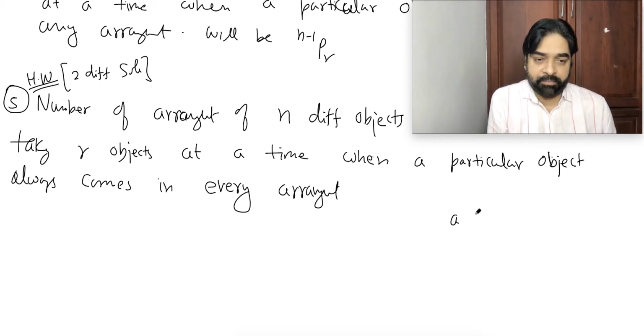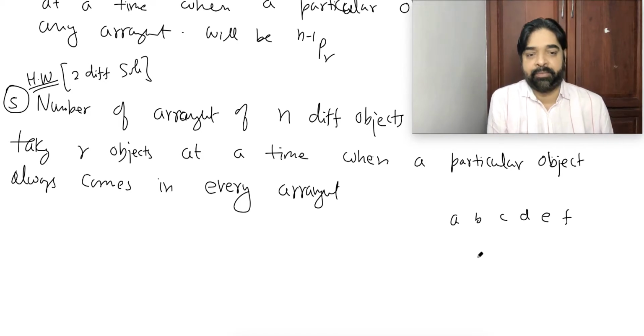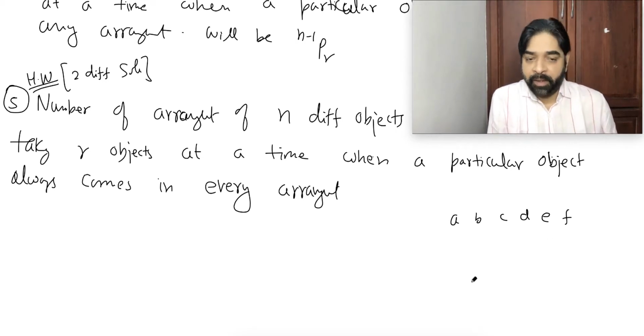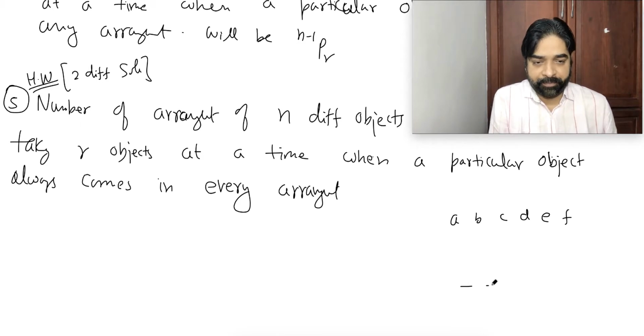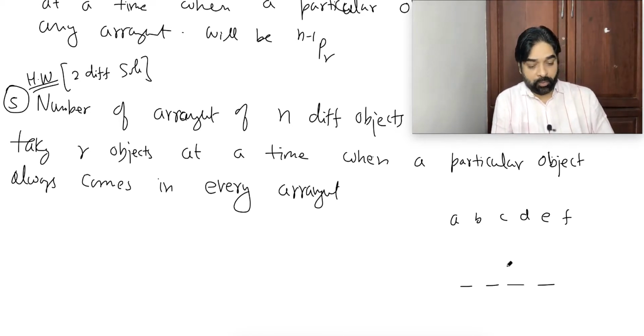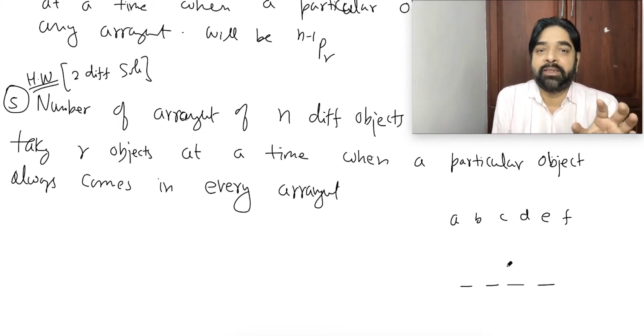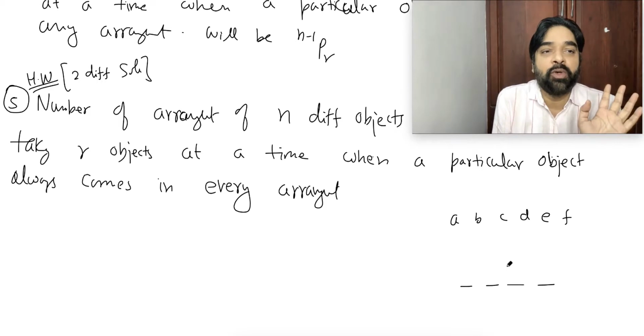Sometimes what will happen, suppose let's take an example. Say there are 6 people whose names are A, B, C, D, E, F. These are the humans. And there are 4 chairs, 4 places where they have to sit down. I have to do the arrangement, so we'll fill these places. At once only 4 people can come, more than 4 cannot come. So 100% sure in any arrangement 2 people will be left out.